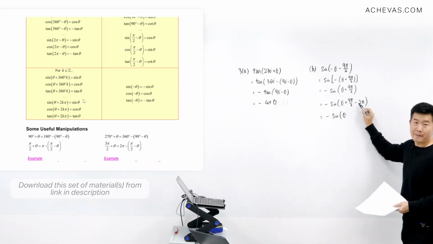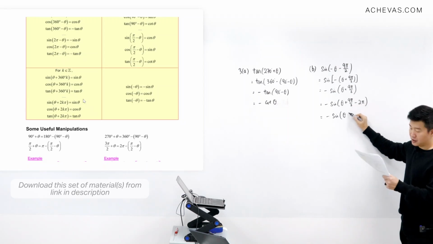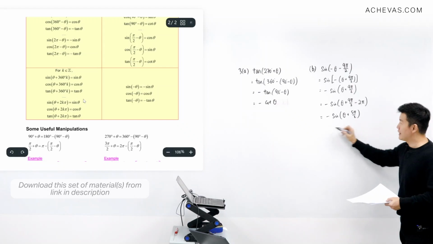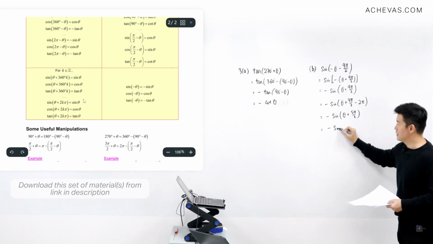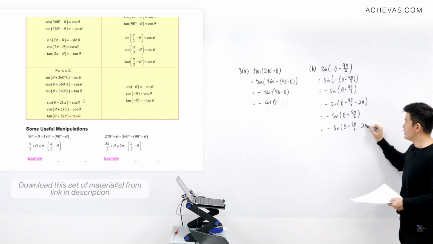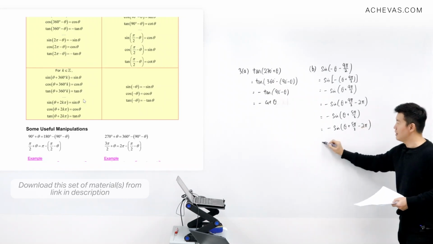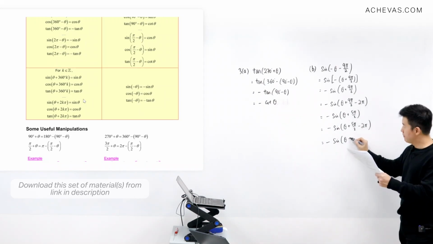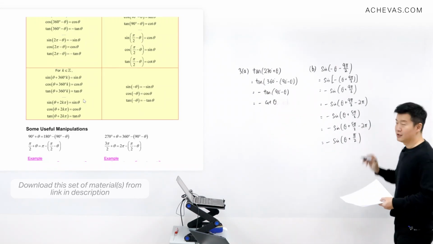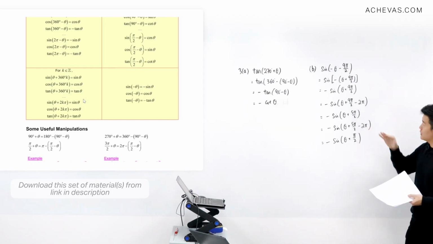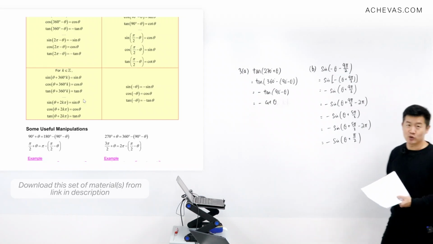9 pi over 2 minus 2 pi gives me 5 pi over 2. And I'm going to subtract 2 pi again. So this is theta plus 5 pi over 2, and I'll subtract 2 pi again because they are exactly the same. And now I have this, theta plus pi over 2. Theta plus pi over 2. Can you see the reason why I keep subtracting away 2 pi?